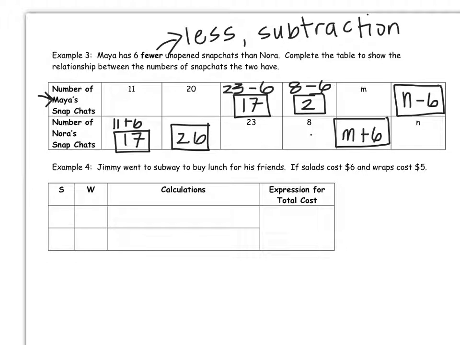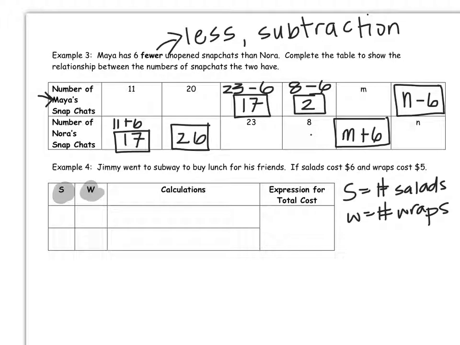All right, so in the next problem, we're going to talk about Jimmy. And it says Jimmy went to Subway to buy lunch for his friends. Salads cost $6. Wraps cost $5. And I'm just going to make a note here. See how there's an S and a W over here? Let's talk about what that means. So let's write S equals the number of salads that Jimmy buys, and W equals the number of wraps. That's what S and W is supposed to mean.